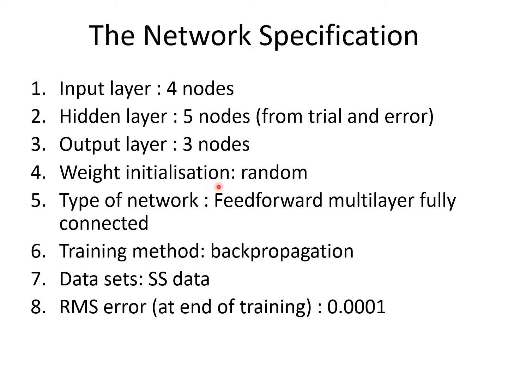Initialization normally uses random values. What type of network? The feed-forward multi-layer fully connected network, where every node is connected to one another. The training method we use is backpropagation, and the data set we use is steady state. And what is the error we use to stop at the end of training? 0.001. When we reach this, we say, okay, stop training, and then we validate it. And that's it.